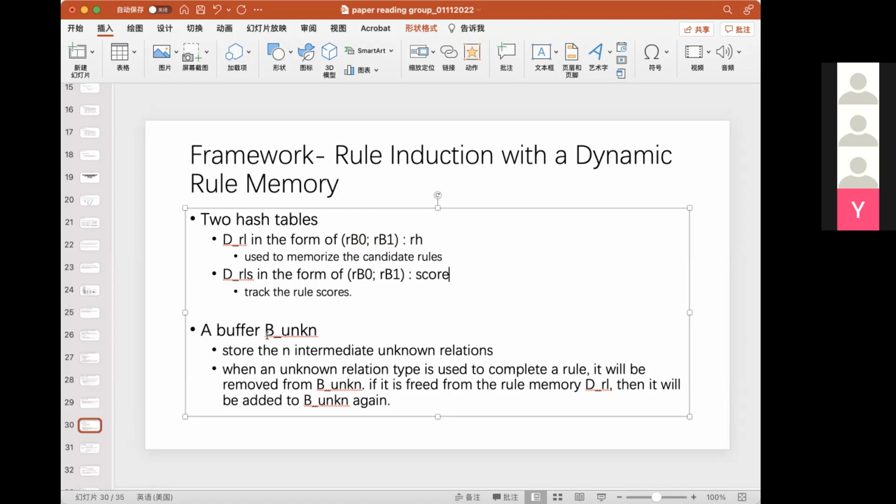This model will also have a buffer to store the intermediate unknown relations. The idea here is that when an unknown relation type is used to complete a rule, it will be removed from the buffer. And if it is freed from the rule memory model, it will be added back to the unknown buffer.